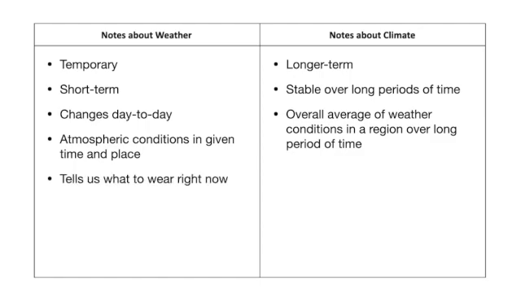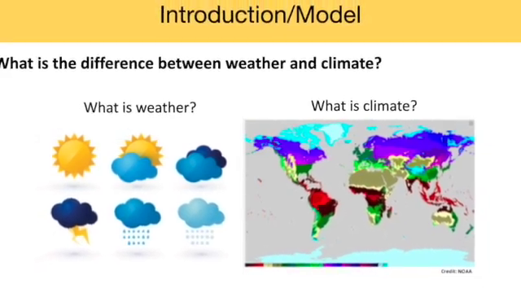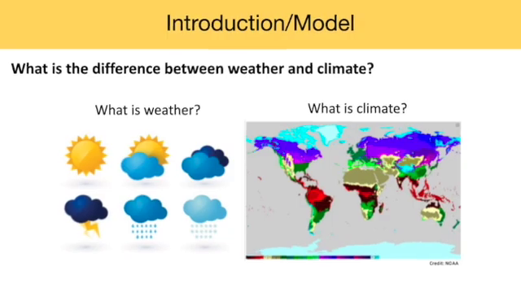Weather tells us what to wear right now, or whether to bring an umbrella, while climate tells us what to keep in our closets in the first place. Although the two concepts are closely related, the distinction between them is key for students to understand climate change.